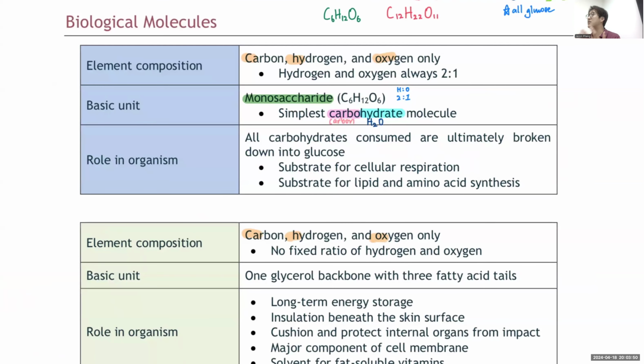Now, for your syllabus right now, it's interchangeable for you to use the word lipid or fats. Okay, both are the same for you right now, lipids and fats. All right. As I mentioned, no fixed ratio, and this is where I would like to channel my inner Michelangelo.